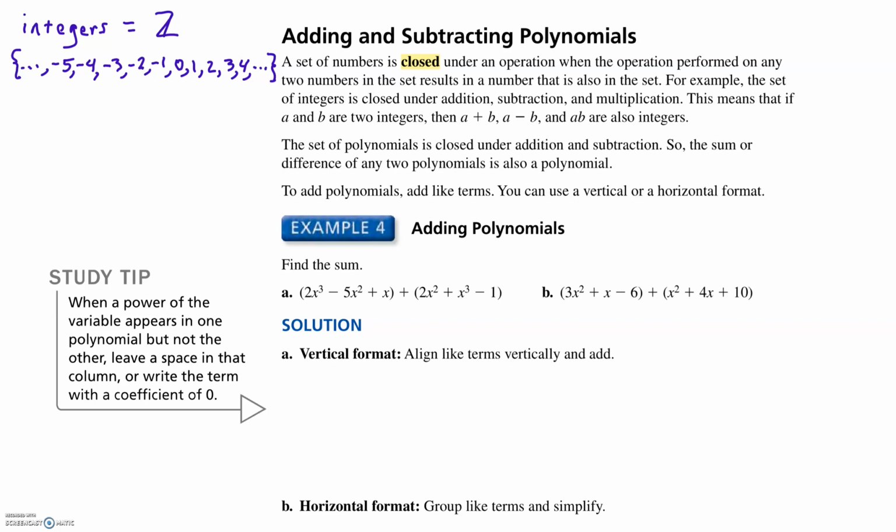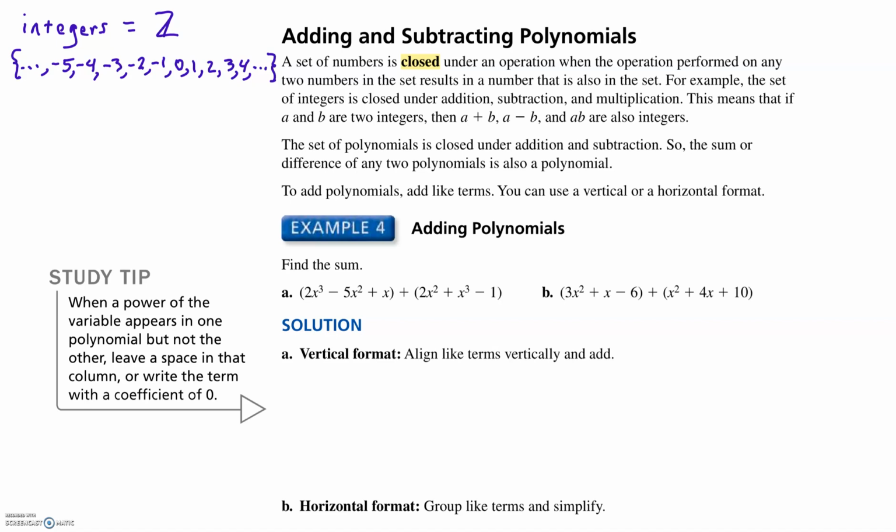All right, in this page of the notes, we're going to add and subtract polynomials, but before we do that, I want to talk about what it means for a set of numbers to be closed under an operation. So we're going to look at the set of integers, and we can use capital Z with an extra line for the set of integers, but let's first of all review what the set of integers looks like.